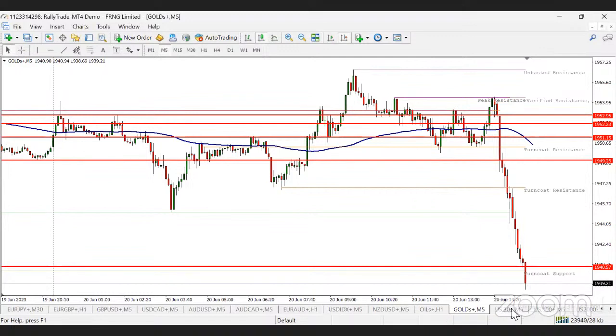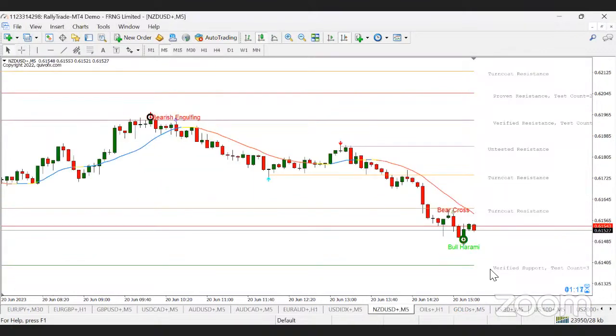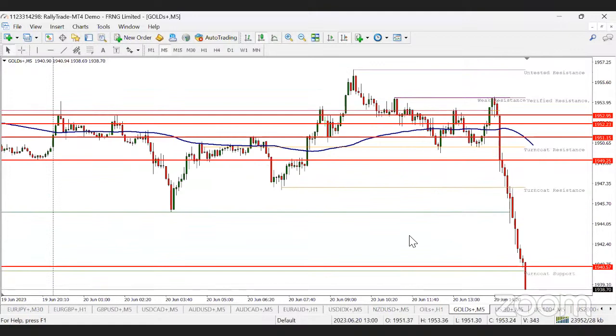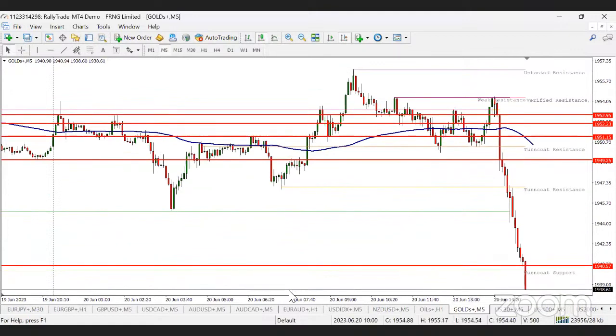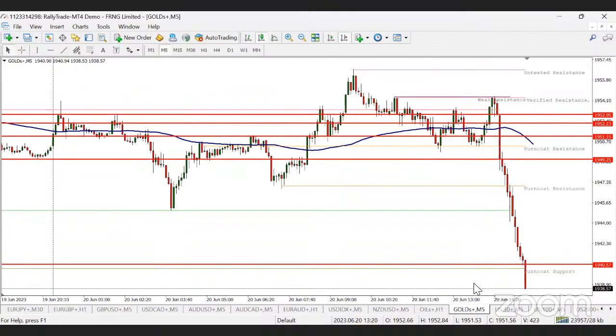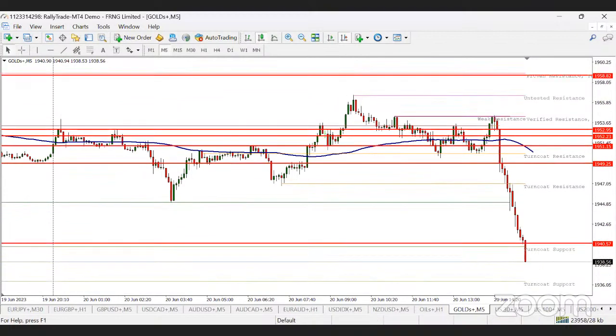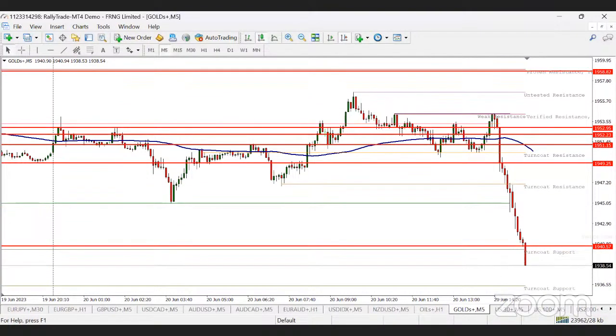All right, and when I started, I said that this particular volatility didn't affect all the instruments. It affected mostly EUR USD, NZD USD, and then of course massively gold. Now the thing is, will gold still sell? And the answer is yes.